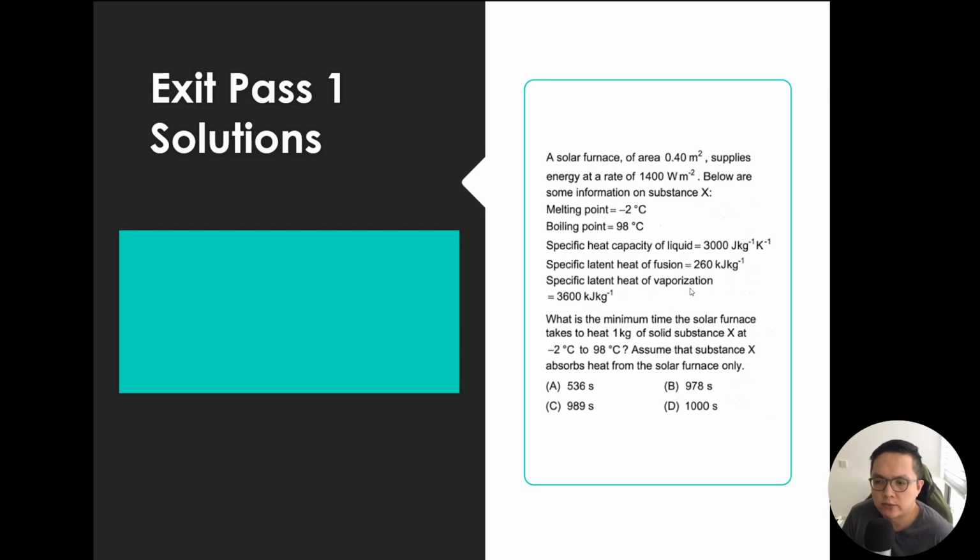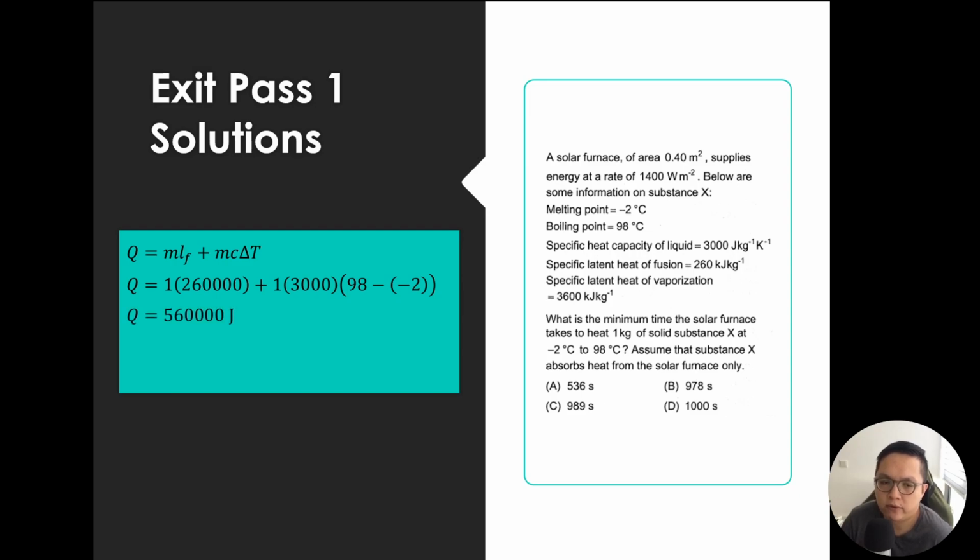What is the minimum time the solar furnace takes to heat 1 kg of solid substance X at -2 degrees Celsius to 98 degrees Celsius? This one does not include boiling. So your heat supply is used to do two things. One is to melt the substance. Two is to gain temperature in the liquid state of the substance. So 1 kg multiplied by the latent heat of fusion, 260 kilojoules, then plus 1 times specific heat capacity times the change in temperature, 98 minus -2. So this is 100 degrees Celsius of change.